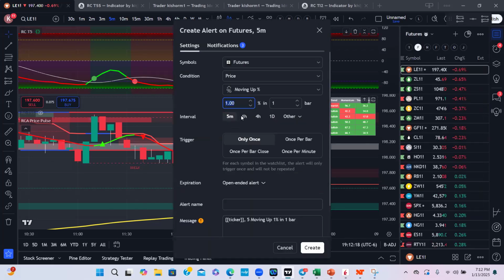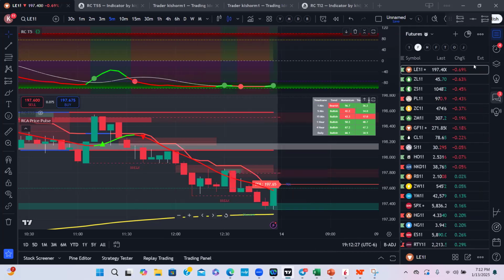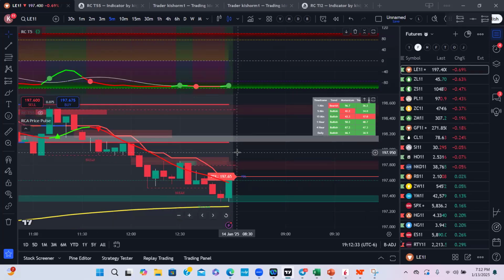I can go to create alert, select 1 hour here, select T55, and then I can say once per bar close. So that means in 1 hour, if I get a strong buy or strong sell, I'll get a notification that I can use for my personal account.